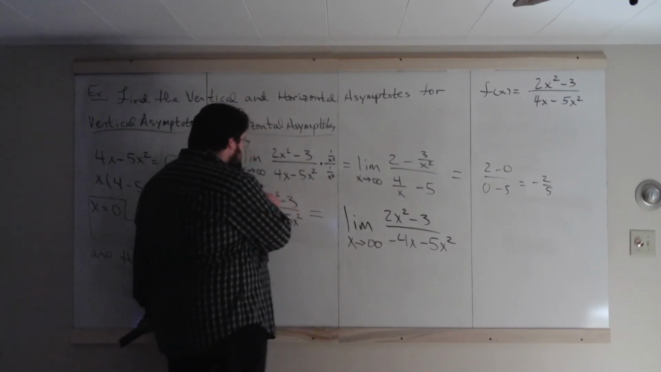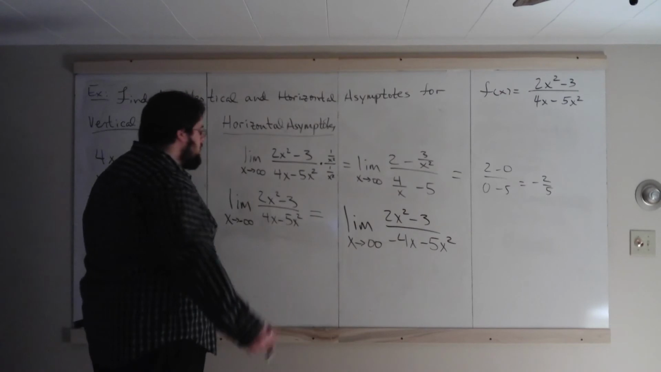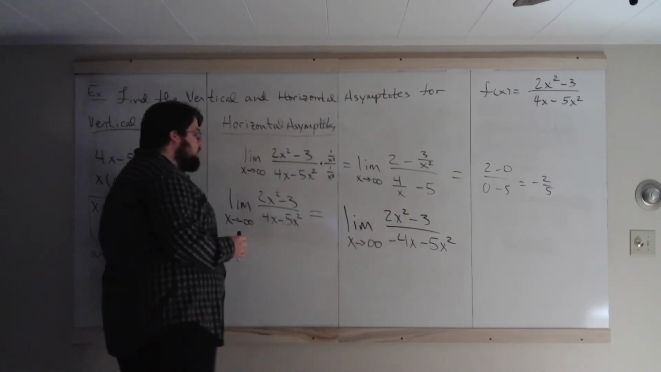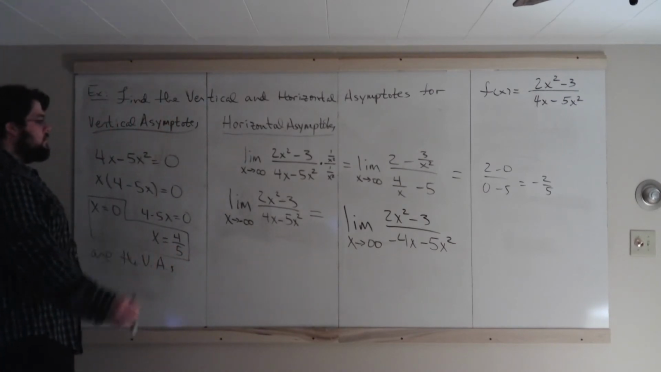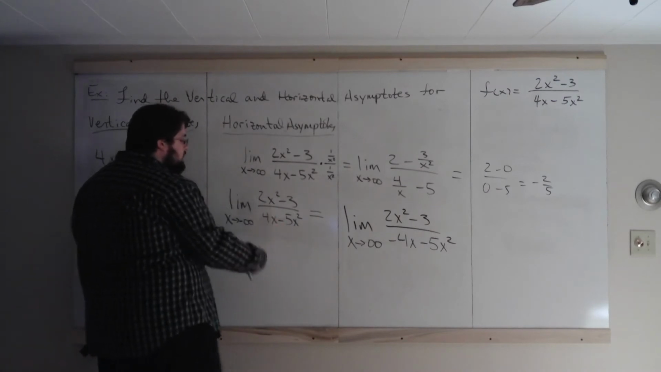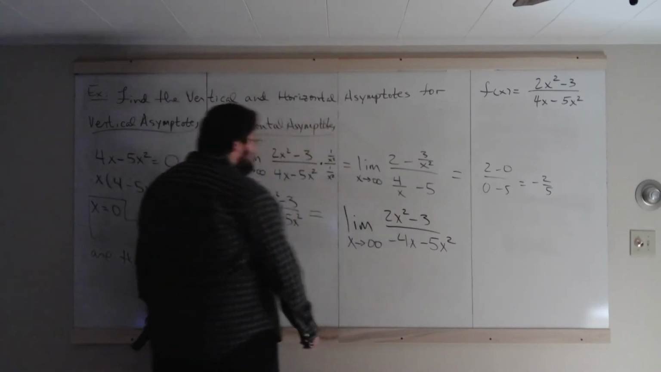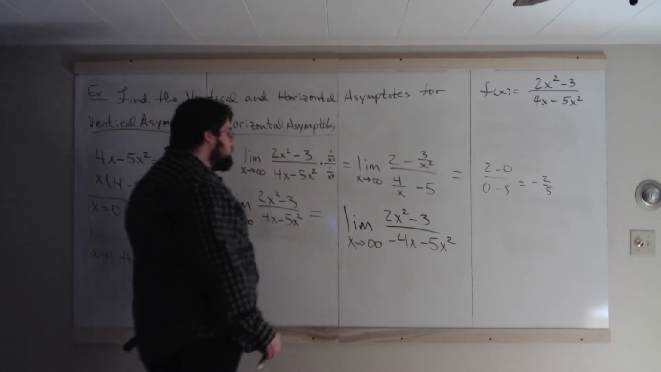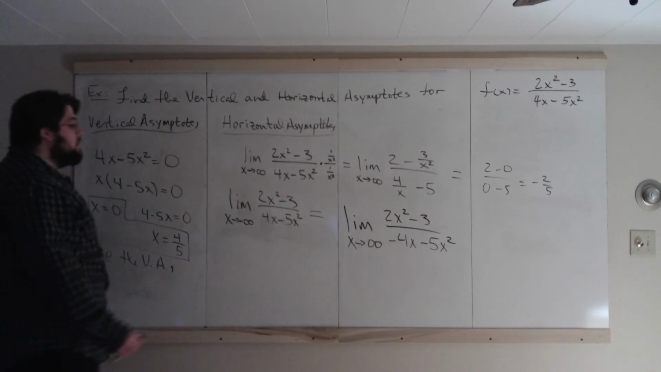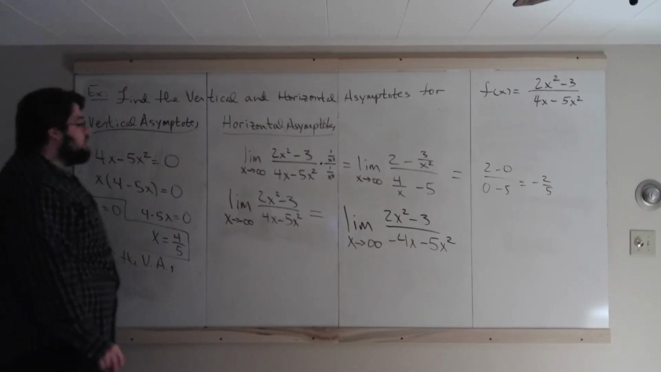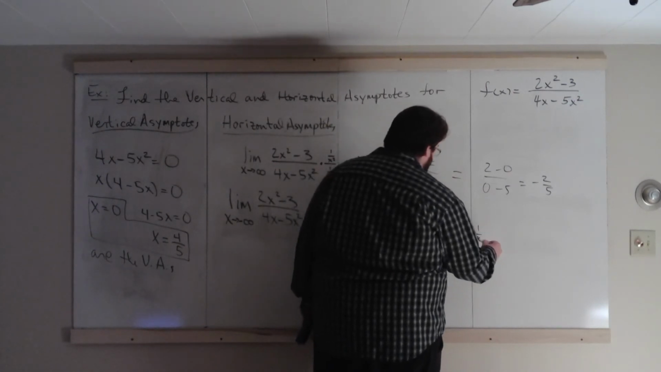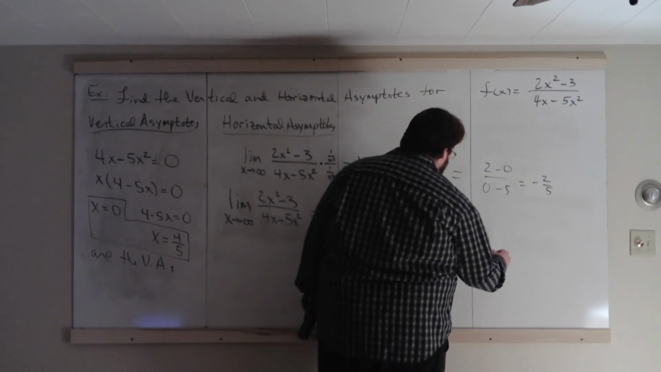Replace an x with a negative x in the numerator, you get the same thing, because negative x squared is just x squared, and then the 2 and the negative 3 carry along. But notice in the denominator, this 4x, if you replace that x with a negative x, becomes negative 4x. And then negative 5 times x squared, like that piece in the numerator, remains the same because negative x all squared is x squared. Well, now we can treat this like a limit to positive infinity.